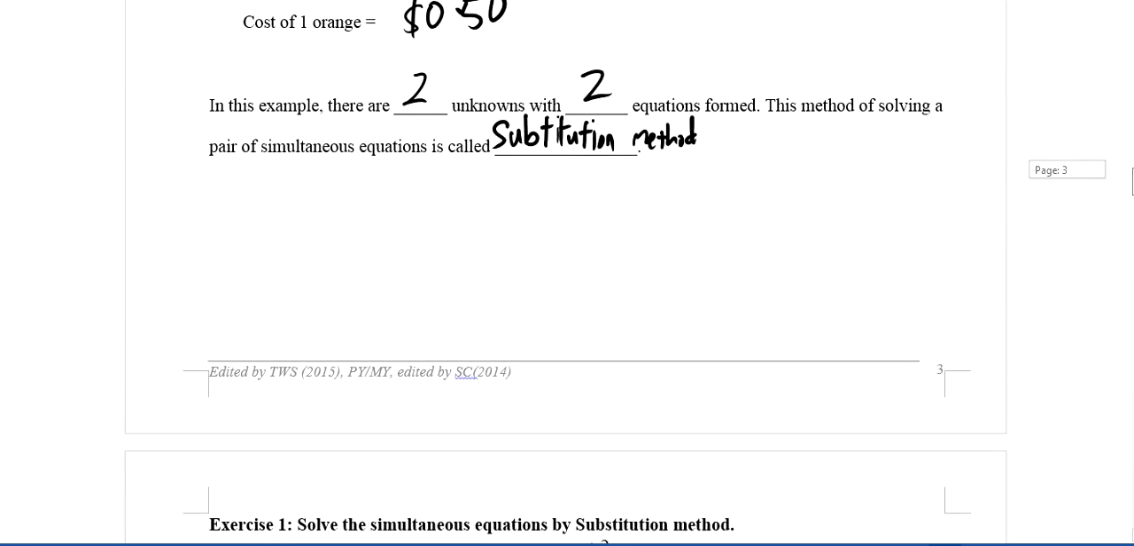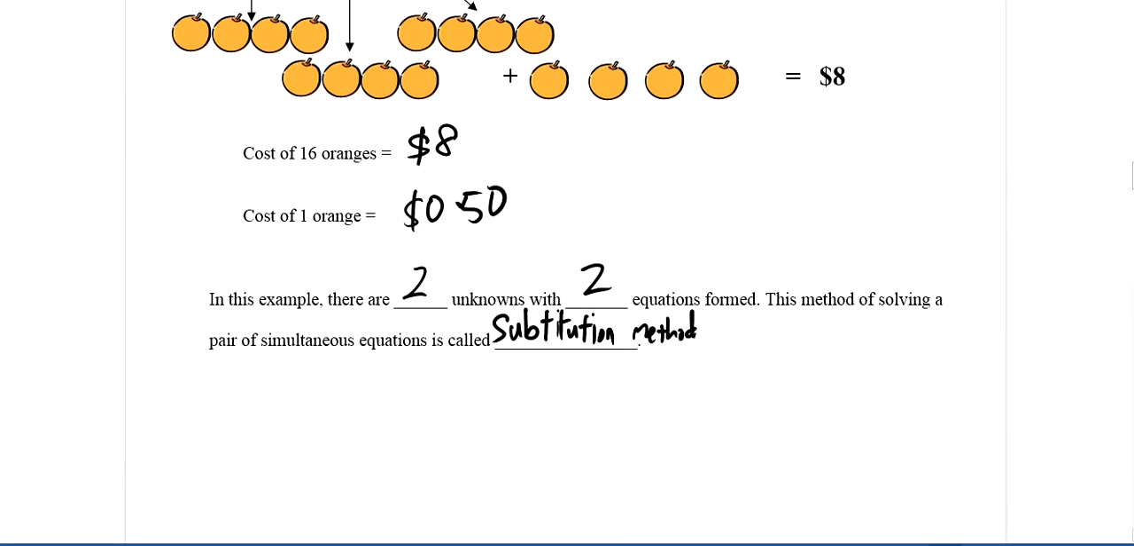Okay, so we can proceed on to finish it. So 1 banana, I use B to represent it, costs 4 oranges. So 1 banana will cost $2.